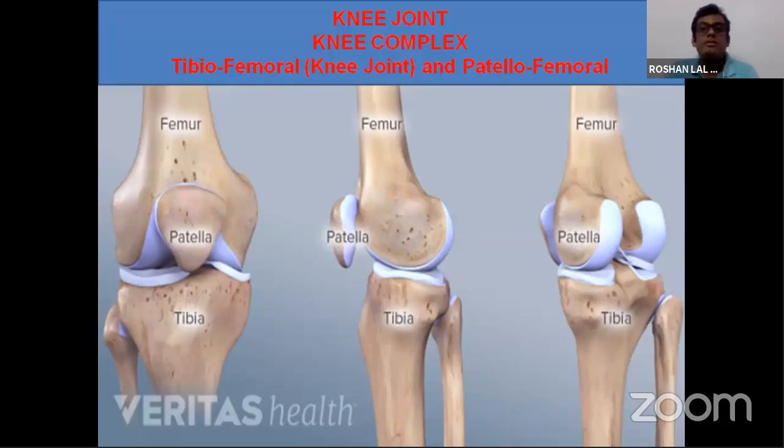So first of all, the knee joint complex. There are two terms, knee joint and knee joint complex. Knee complex consists of the tibiofemoral and patellofemoral joints, whereas knee joint is the tibiofemoral. So it is better to consider the knee complex because the osteoarthritic condition involves both the patellofemoral and tibiofemoral joints. So instead of knee joint, we should call it knee complex osteoarthritis.